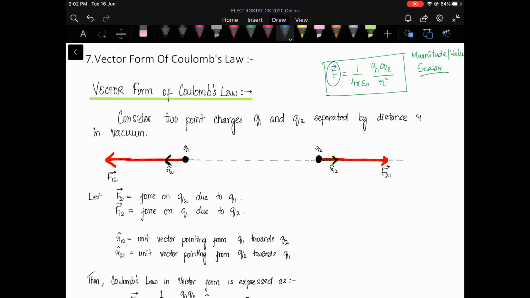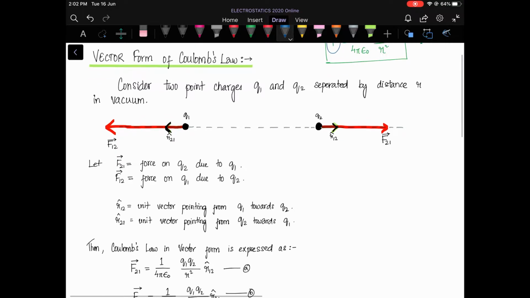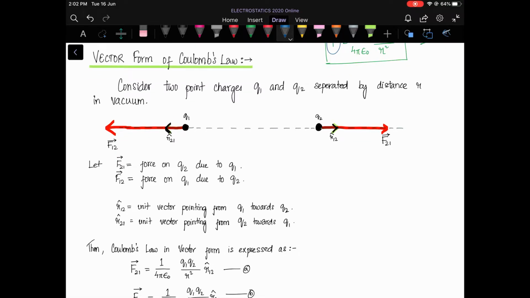To do that, we have drawn here a system of 2 point charges q1 and q2, let's say located at points A and B. The distance between the two charges is taken to be your r. And to talk about direction, we are bringing two unit vectors which we call r12 and r21. Let me show you how we are drawing these two unit vectors.